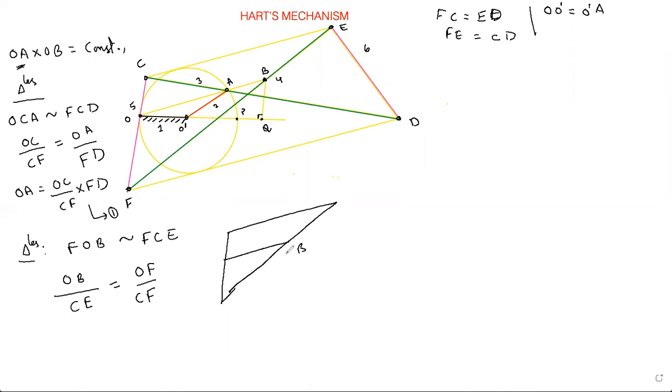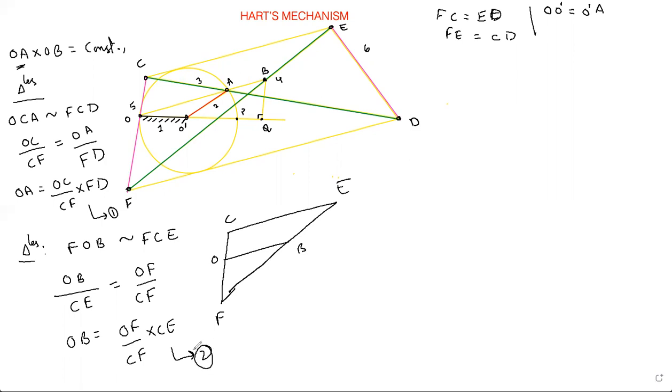See, B, O, and E, C, and then F. Yes, I think now it's clear. OB by CE is equal to the smaller triangle OF by CF, right. From here I can take OB. OB is equal to OF by CF into CE. This is equation 2. Now what do we need to know?